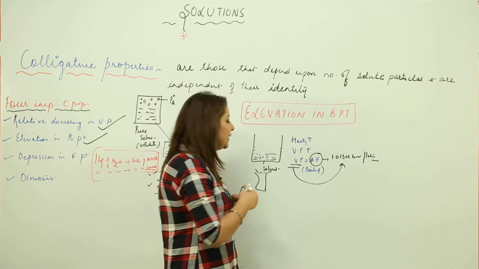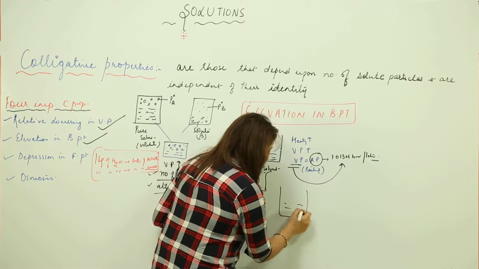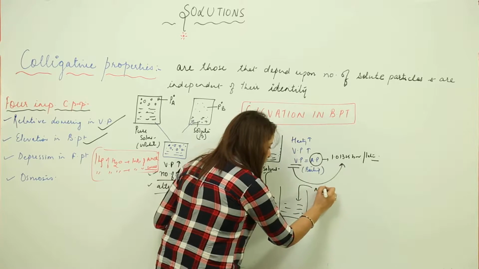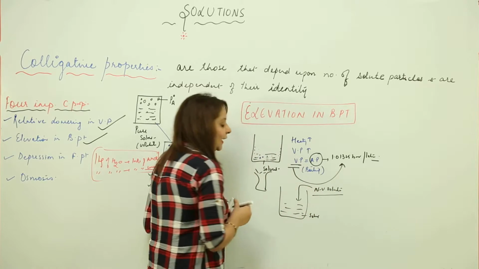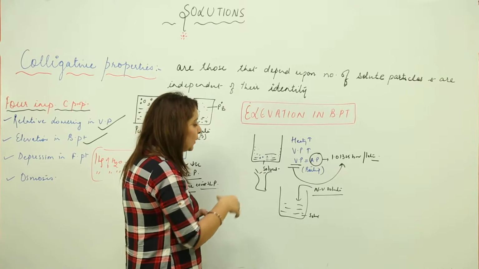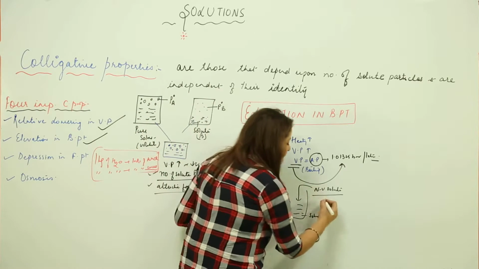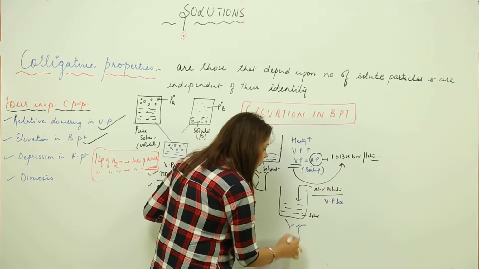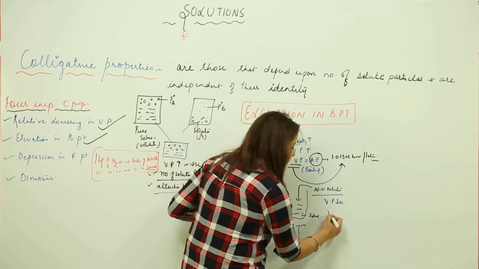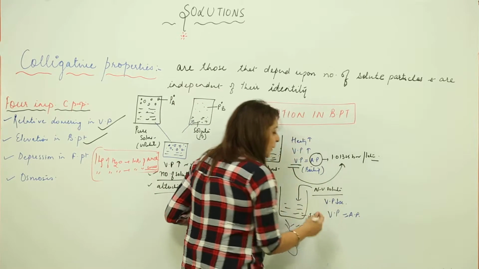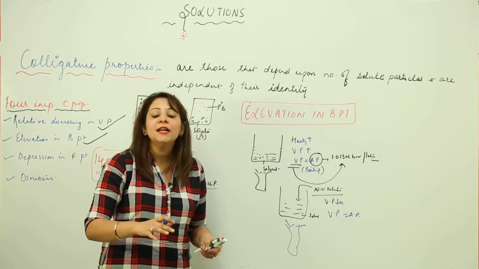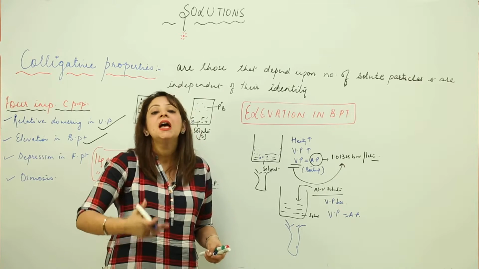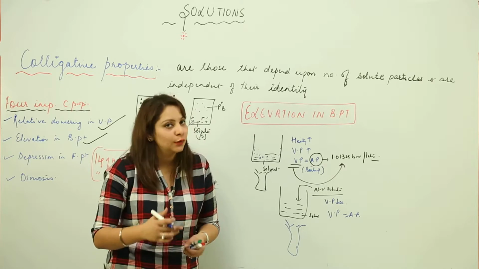Now suppose I take a solvent and make a solution by adding a non-volatile solute. What happens when I add it? You know that on adding it, vapor pressure decreases. So I have to supply more heat in order to make the vapor pressure equal to atmospheric pressure, because the vapor pressure is lower. More heat is applied to form more vapor, so that it has more vapor pressure equal to the atmospheric pressure.